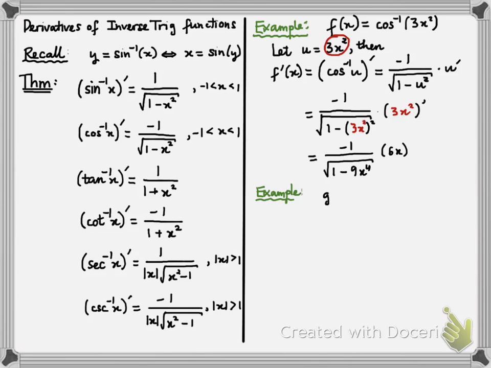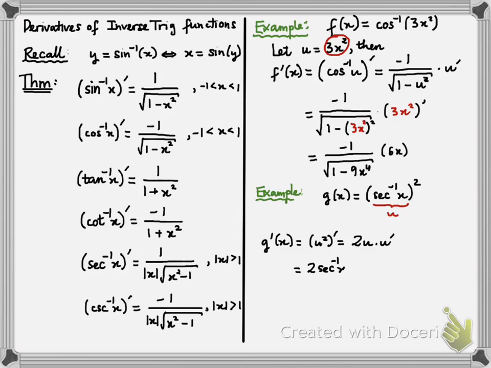Next example. g of x equals secant inverse of x, squared. So again, we have a composition of two functions here, with the inside function being secant inverse of x. So then the derivative of g becomes the derivative of u squared, which equals 2u, but the chain rule says that you need to multiply u prime at the end because u is a function of x.